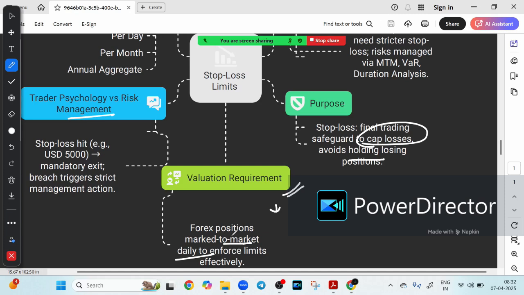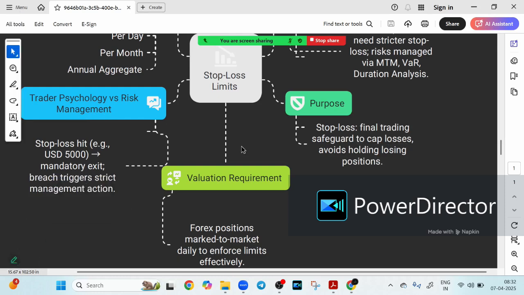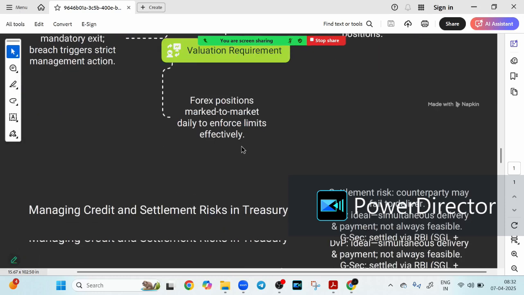So remember, a stop loss is not about avoiding risk. It's about managing it smartly. It's not a trading tool. Rather, it is a discipline enforcer, a risk barrier, and your profit protector. Remember this. These are the keywords regarding the stop loss limit. You do not need to remember anything extra other than this.